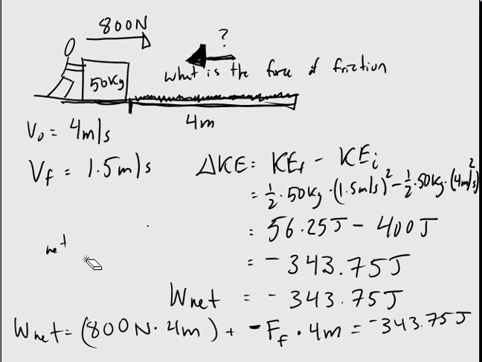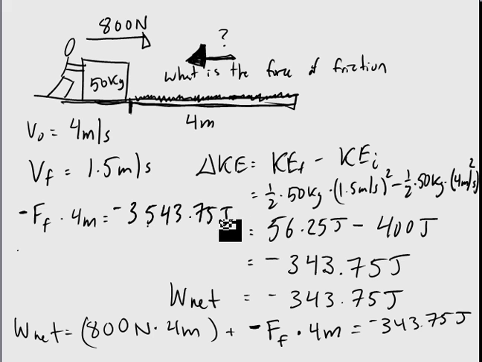So if we subtract from both sides, we can get that the force of friction times 4 meters is equal to negative 3,543.75 joules, which means that the force of friction is equal to negative 886 newtons.